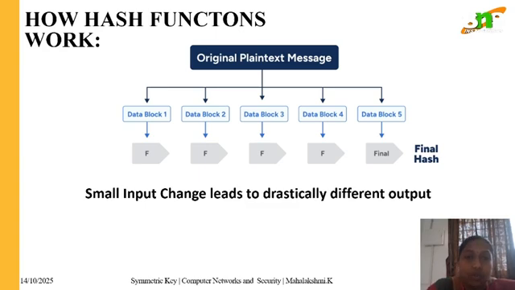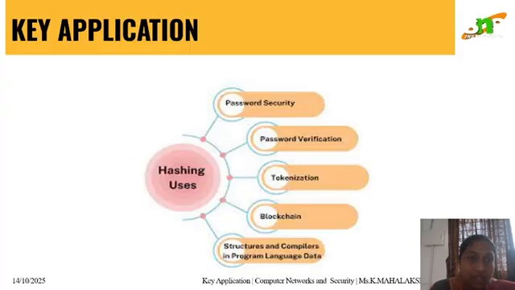In how a hash function works, the original plain text is converted into blocks, like block 1, block 2, block 3, block 4, block 5. These blocks are merged into some text by using the cryptography hash function. A small input change leads to drastically different outputs. That is how the hash function works.